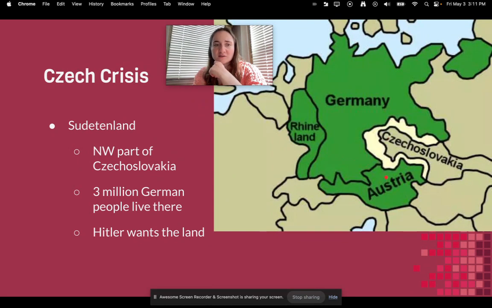Germany also wants something called the Sudetenland, which is on the border of Czechoslovakia and Germany. It is in the northwest part of Czechoslovakia. There are about 3 million German people who live there, although they're not considered part of Germany at this point. They're part of Czechoslovakia, so Hitler wants that land.